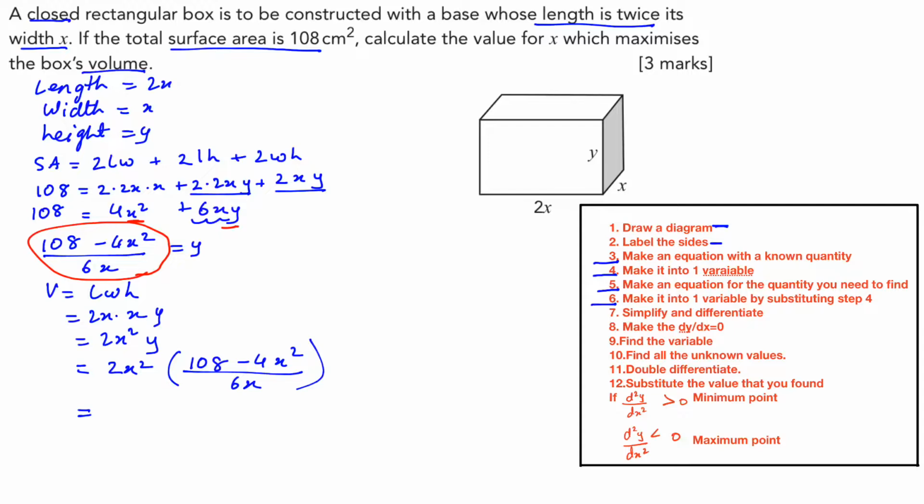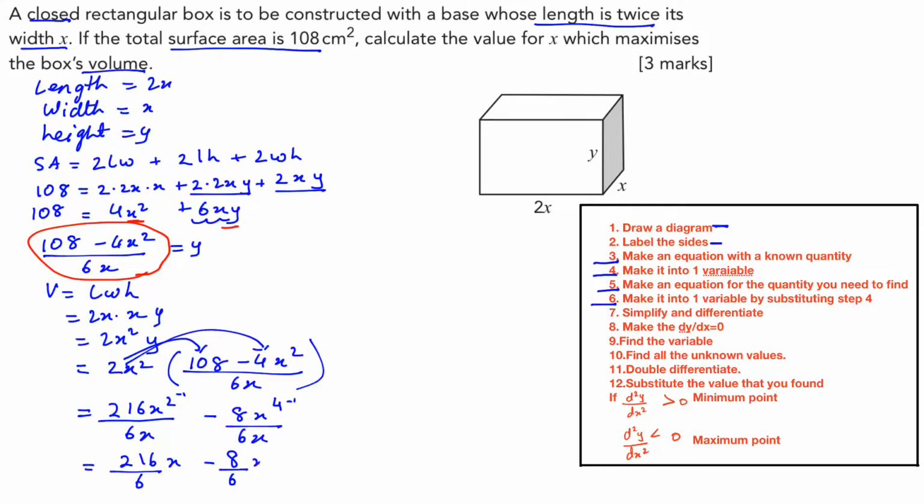Now do 2x squared multiplied by 108 and you will get 108 times 2, 216x squared over 6x, and then 2x squared multiplied by negative 4x squared. So it will be negative 8x to the power of 4 over 6x. Subtract the x power. So you have 216 over 6. 2 minus 1, 1. And 4 minus 1 will give us to the power of 3.